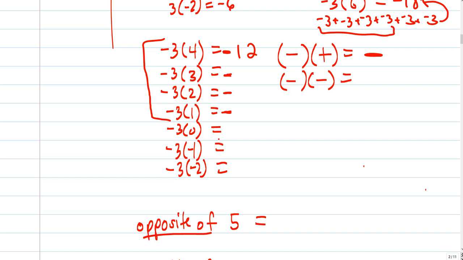And then all you have to do is multiply the numbers. 3 times 3 is 9, 3 times 2 is 6, 3 times 1 is 3. Now this is times 0. What's anything times 0? 0. We've done that already.